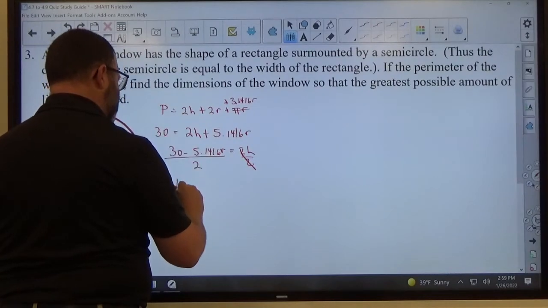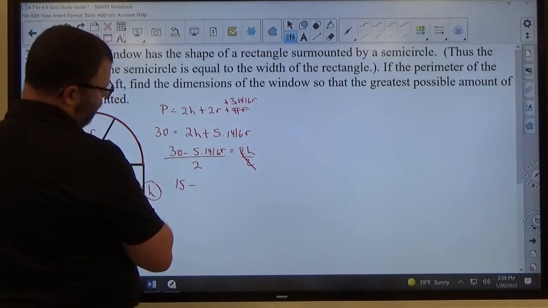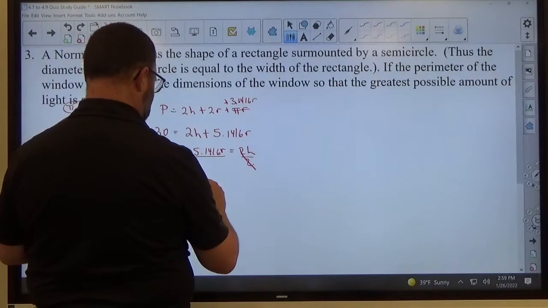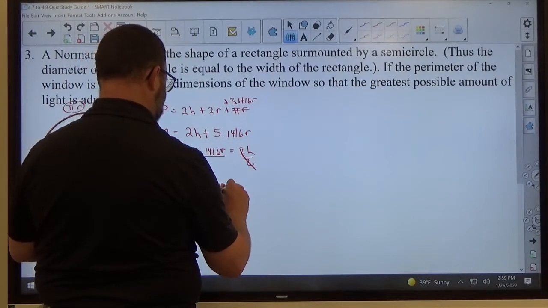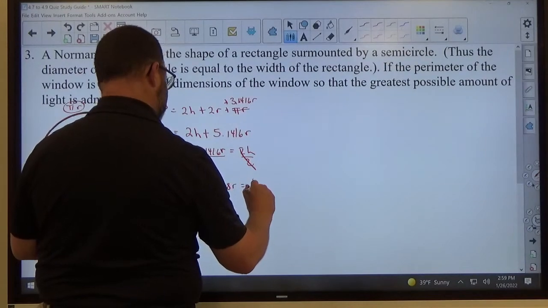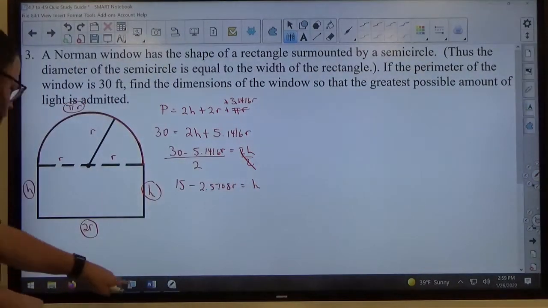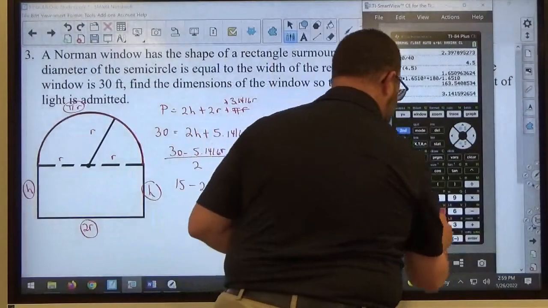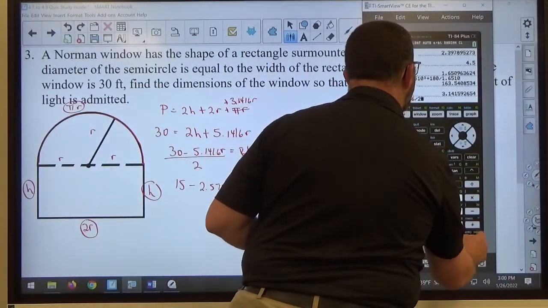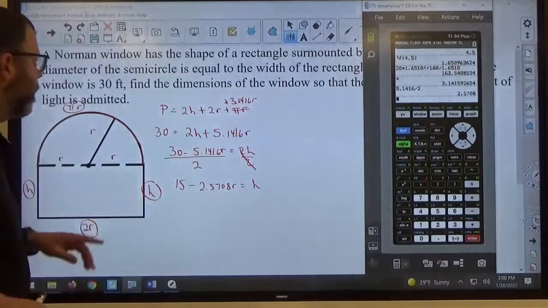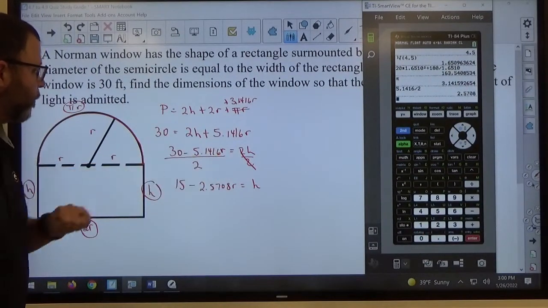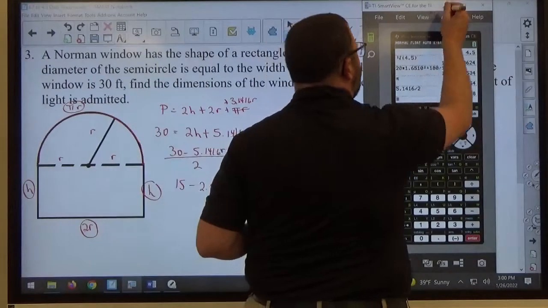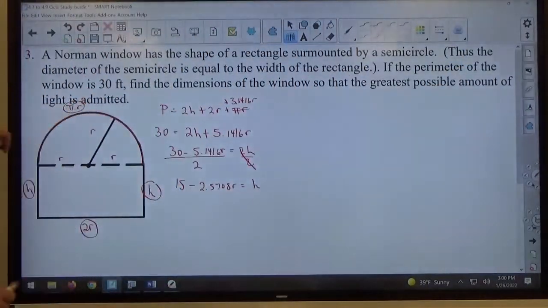30 divided by 2 is 15. 5.1416 divided by 2 is 2.5708. So quick check on that. 5.1416 divided by 2 is, yes. So that's 15 minus 2.5708 r equals h. We're trying to maximize the amount of light, which means we're maximizing area.